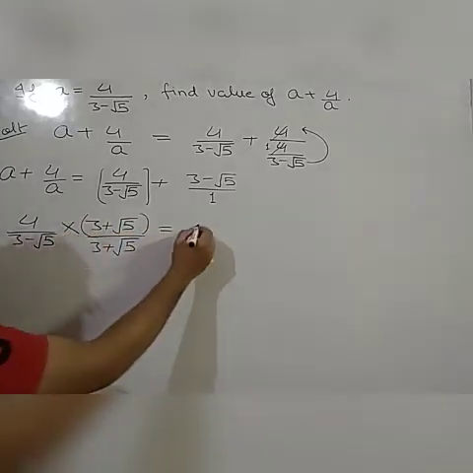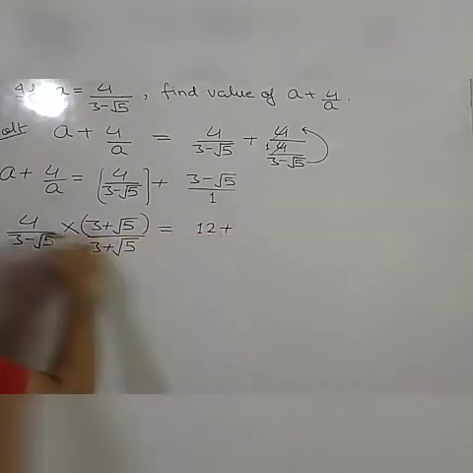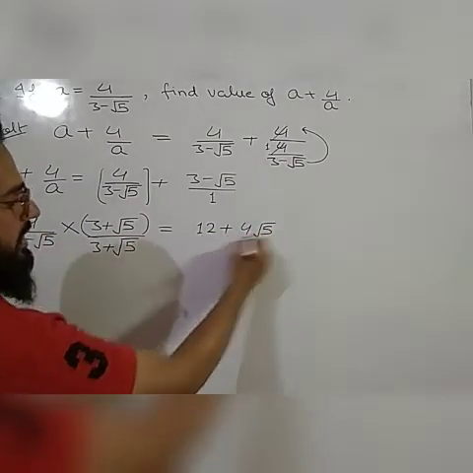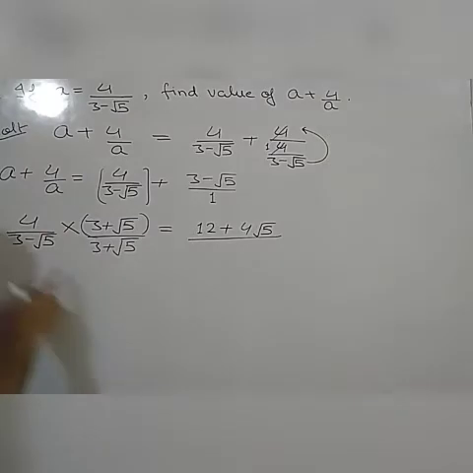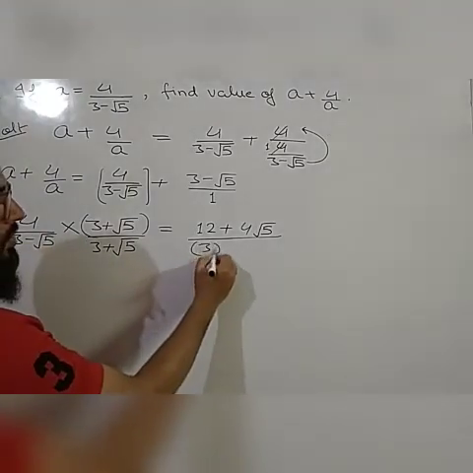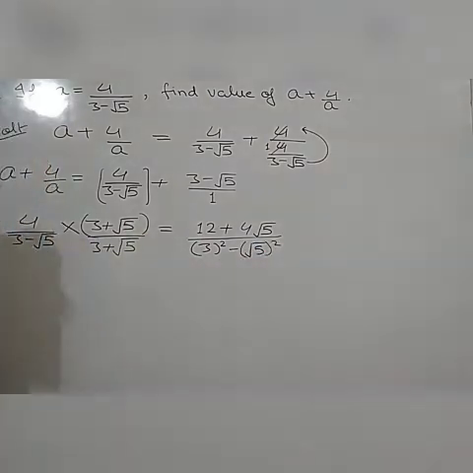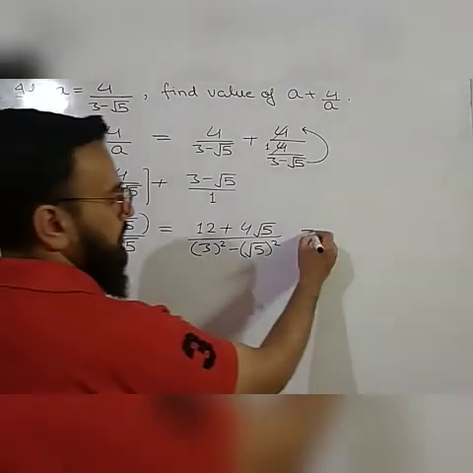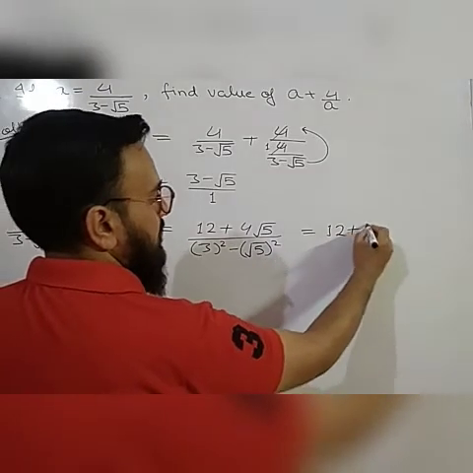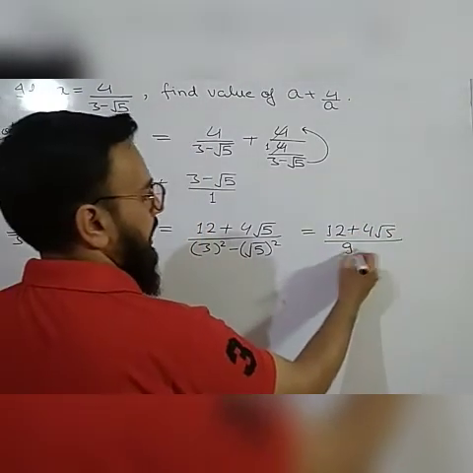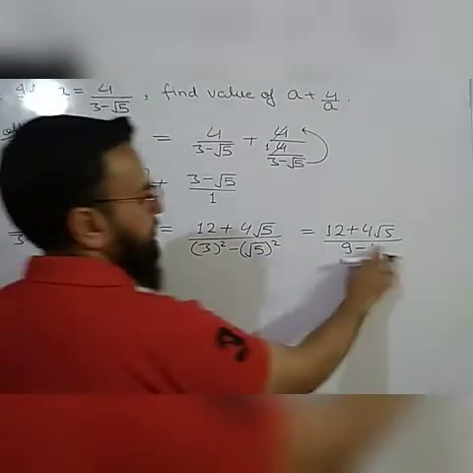4 into 3, that will be 12, plus 4 into root 5, it will be 4 root 5. And in the denominator it is a plus b and a minus b, that will be equal to 3 square minus root 5 square. So we will get it (12 plus 4 root 5) upon (9 minus 5).